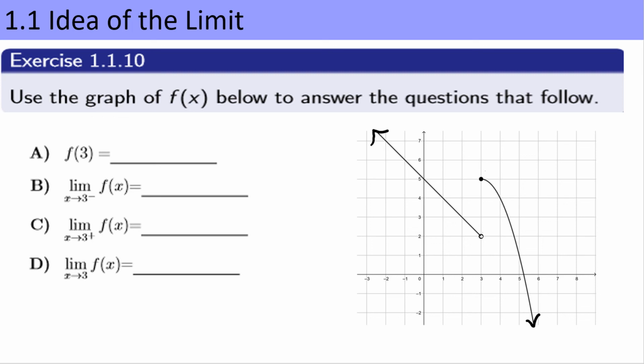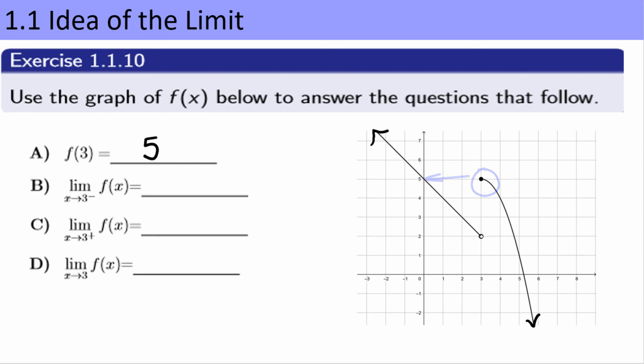A. Find f of 3. That's the function value at x equals 3. When we look at the graph, we observe that there is a solid circle where the x value of 3 corresponds to, and that's for the parabola at 5. The function value at x equals 3 is 5.